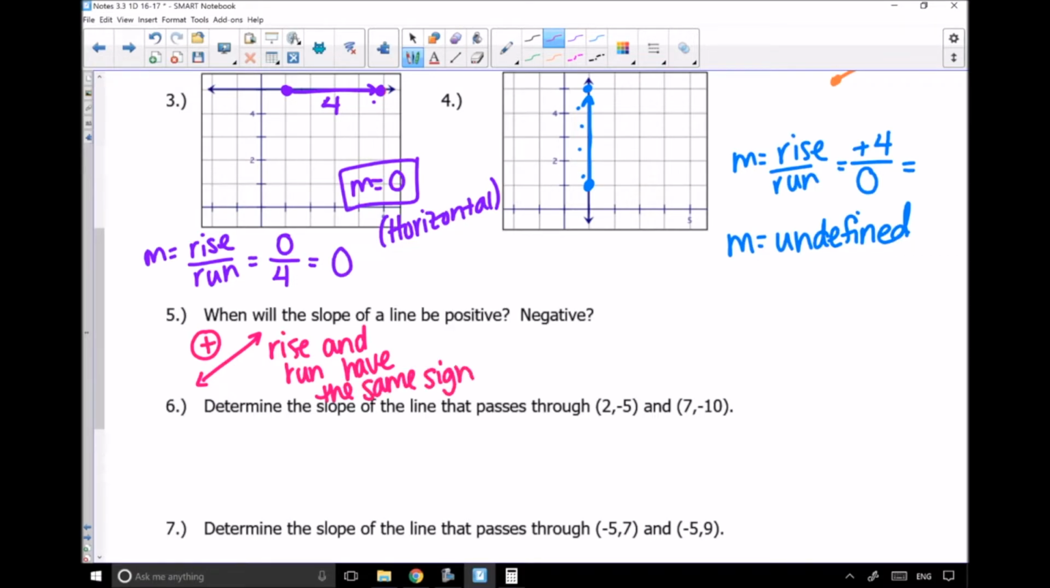And the reason why that works is because if this goes up, it has to go to the right. Or if I say it goes down, then it has to go to the left. So they're either both positives or they're both negatives, but they'll cancel each other out to become positive. Okay? And then if the slope is negative right here, so here's the slope that's negative, this is going to tell us that the rise and the run have opposite signs.